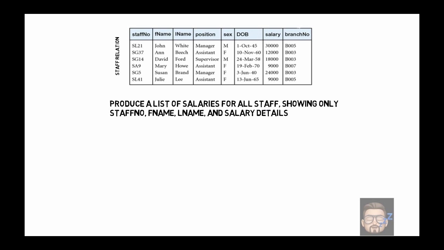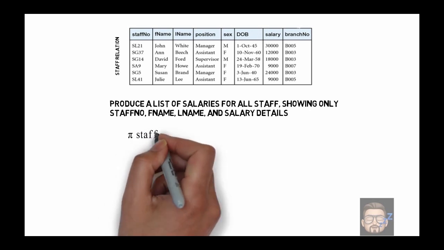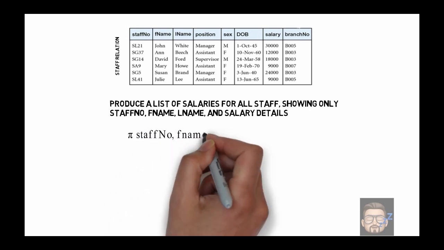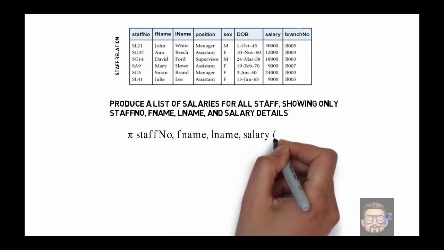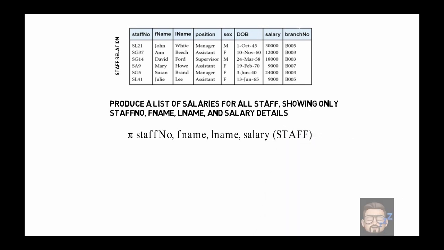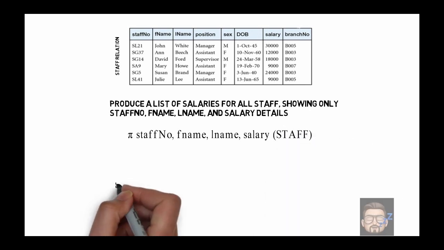If we take a look, we have 8 columns in our relation: staff number, first name, last name, position, sex, DOB, salary, and branch number. However, we just want to display the staff number, first name, last name, and salary. 4 out of 8 columns, means we need to use projection. How to do it is project by using pi, staff number, first name, last name, salary from relation staff inside the parenthesis. And this is the result that you will get.